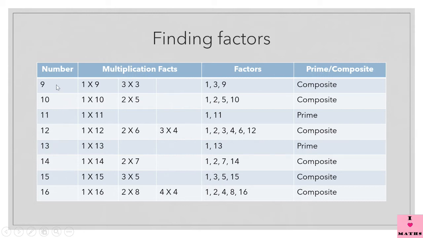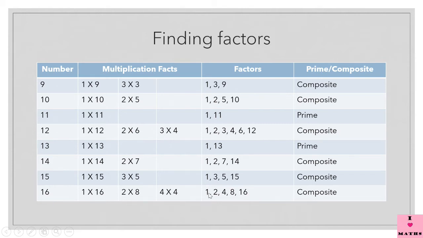Now you look at the other numbers, beta. For example, 9 has 3 factors, 1, 3 and 9. 10 has 4 factors, 1, 2, 5 and 10. 12 has 6 factors, 1, 2, 3, 4, 6 and 12. 14 has 4 factors, 1, 2, 7 and 14. 15 has again 4 factors, 1, 3, 5 and 15.